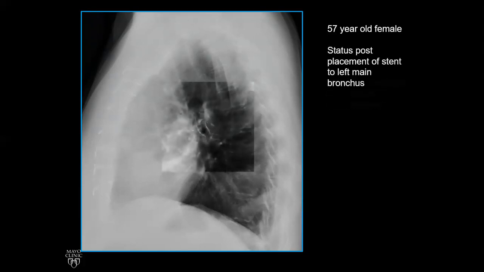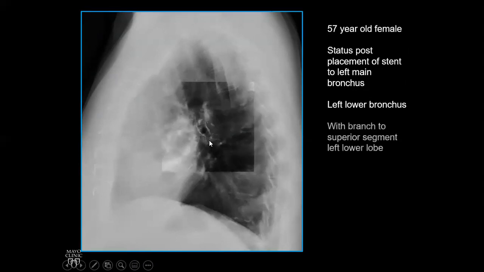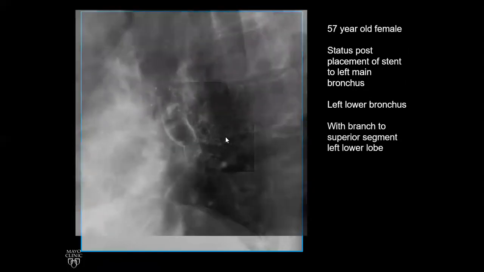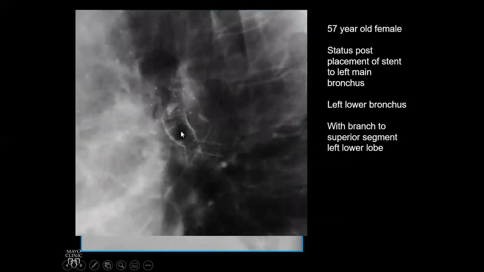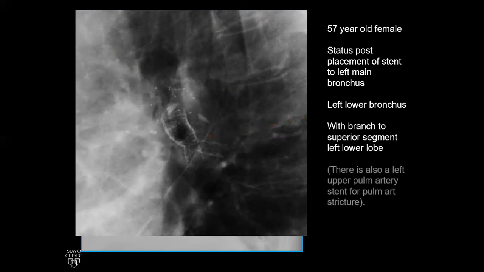So she got stents placed to her left main bronchus here, going into her left lower lobe bronchus there, with the branch to the superior segment of the left lower lobe there. And we can zoom in on there. So these are stents in the bronchi. And the point of this is to make it clear where the bronchi are in the radiograph. This structure here is a stent in a pulmonary artery. But anyway, that's a left lower lobe bronchus.